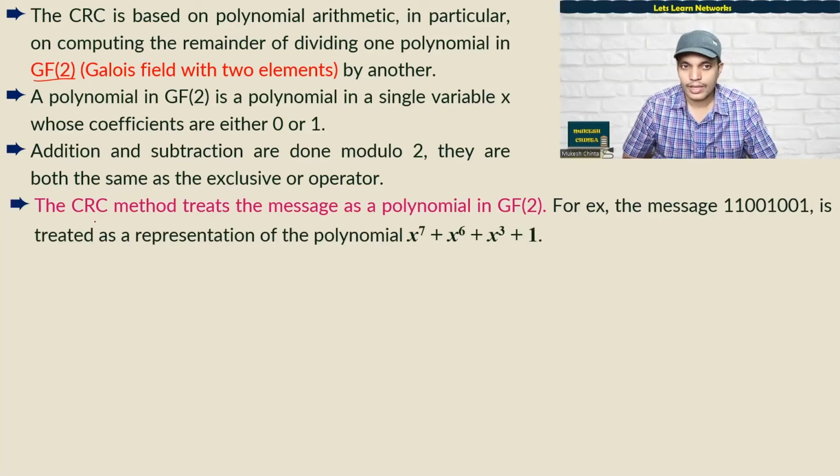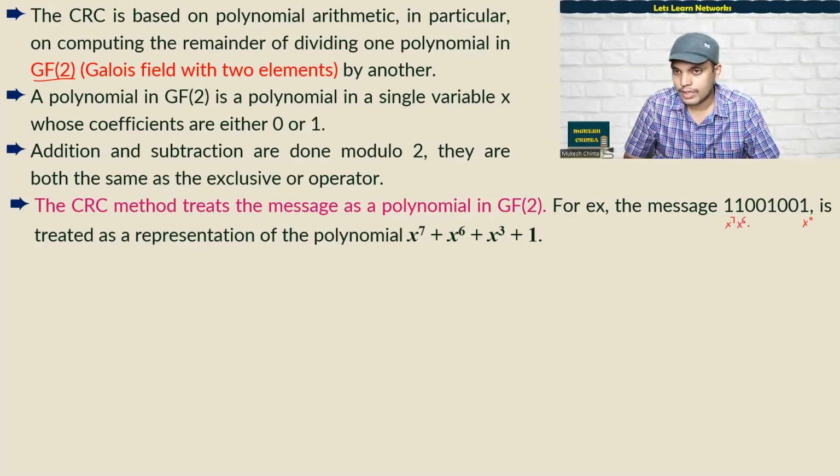Now, for example, the CRC method treats the message as a polynomial in GF(2). What do you mean by this? Let us assume that the message is 11001001. To write this in polynomial format, first count the number of bits. There are a total of 8 bits, right? So the last one is x power 0 and the first one will be x power 7. Now, if you have a 1 here, you write x power 7, plus you have another 1.